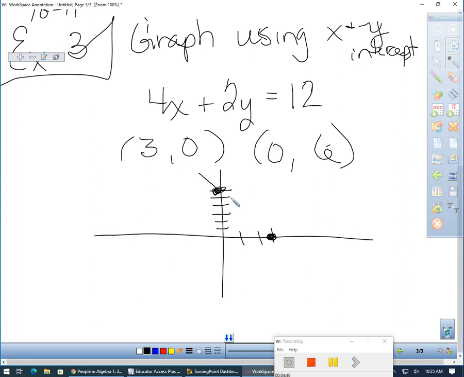Connect the dots. That's it. So are we doing all right? Everybody's good? Okay. So we're going to kind of switch. Yeah, just for a second, okay?